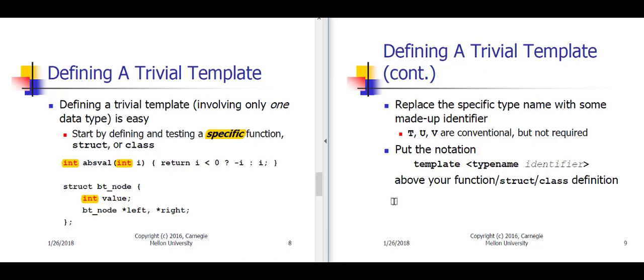All we have to do is to identify that specific type in the function or struct or class and replace it with some made-up identifier. As I said, capital T is the most common choice. If you have more than one data type that you want to define in your template, it's conventional to use U, V, W, etc. But you can use any identifier that you prefer.